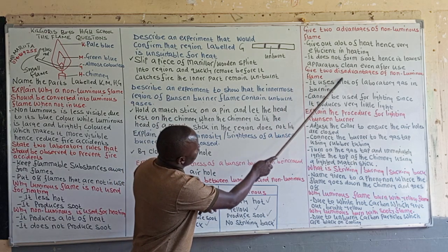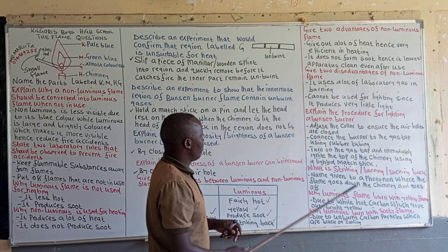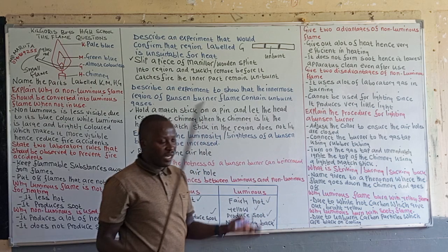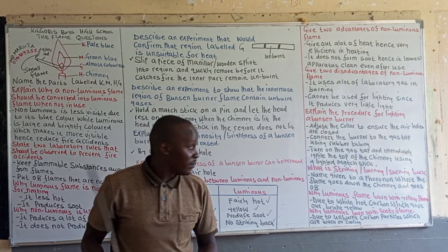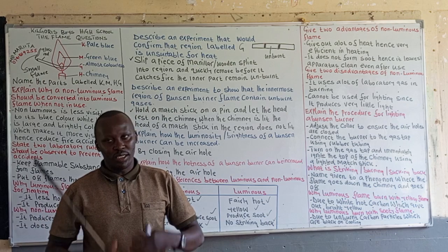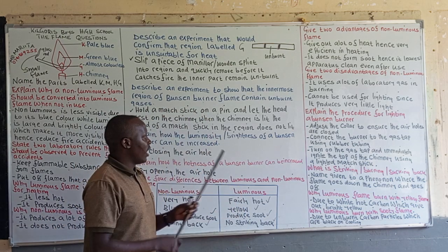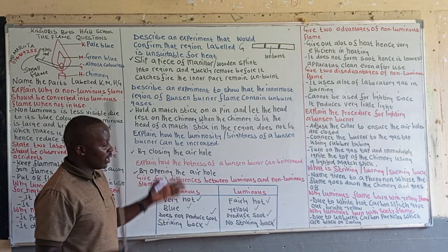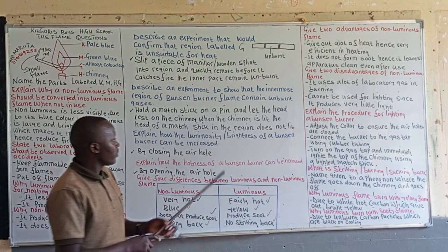Give two disadvantages of non-luminous flame. So the disadvantages of non-luminous flame is that it uses a lot of respiratory gas. Then number two, it cannot be used for lighting purposes because it produces very little heat, very little light. That is why it cannot be used for lighting purposes.